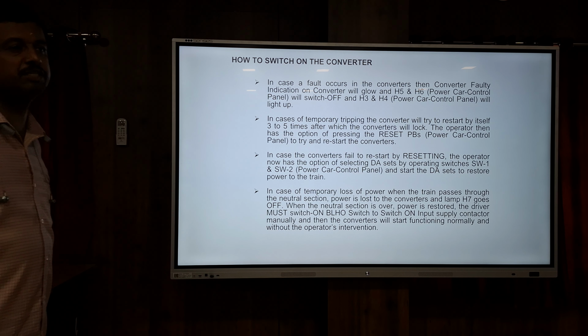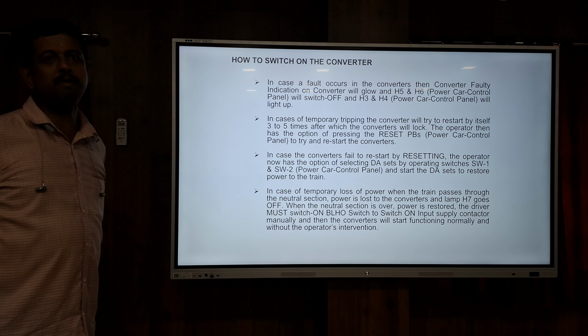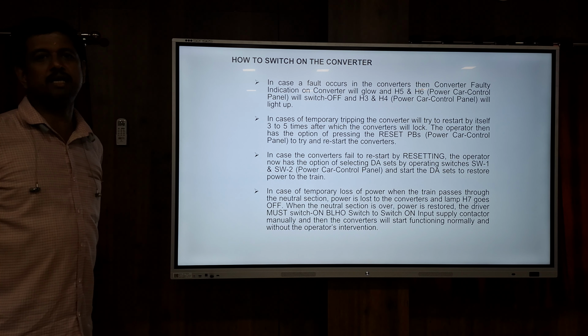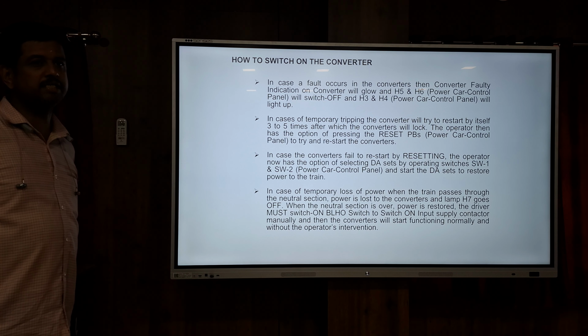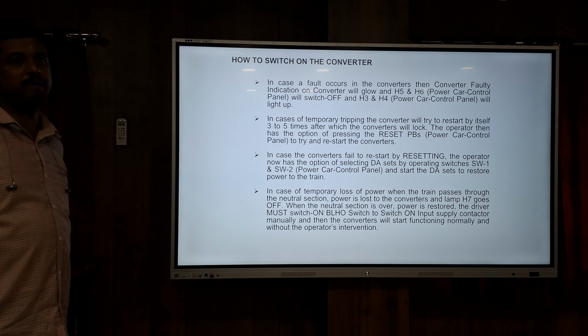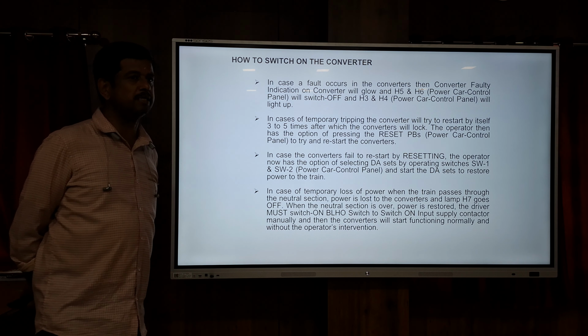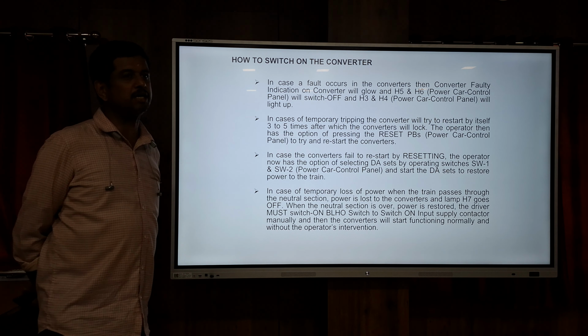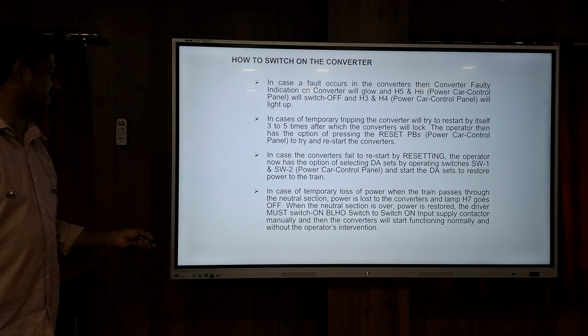In this case, the BLHO has also been modified so that they need not restart the BLHO again after the neutral section. Now it is modified so that the loco pilot need not switch on the BLHO each and every time. Once it is on, it will turn on even after being tripped and reclosed. There is no requirement of operating it again and again.